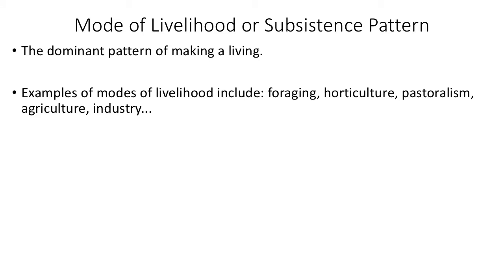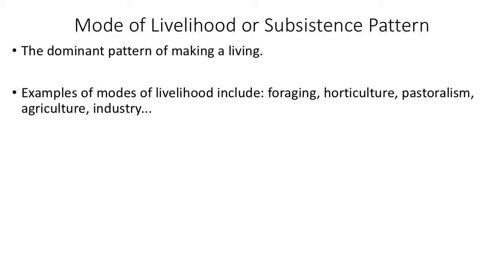We could talk about, for example, foraging society, which we also call hunting and gathering society, horticulture, pastoralism, agriculture, and industry. If we consider horticulture, pastoralism, and agriculture, these are the three that developed after the domestication revolution. We'll talk a little bit about what we mean by domestication in a minute or two. And then we have industry.